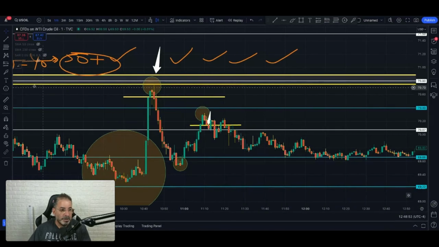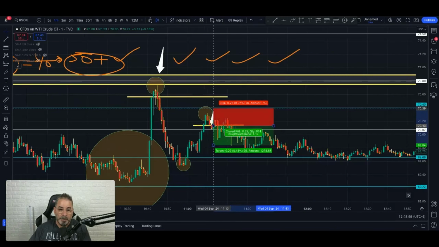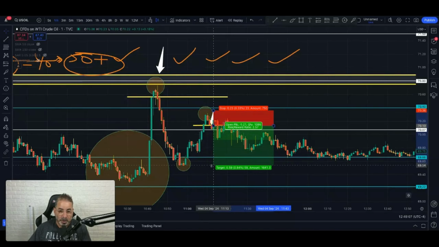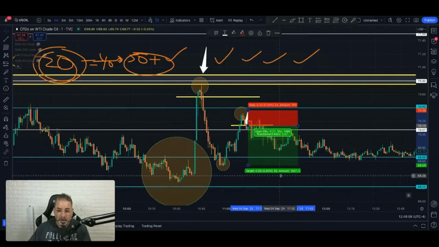So you get into that trade. This is the way the trade would look. That would be your entry. Your stop loss is above the wick, and maybe your spread. And your goal is that you can take it back down to where it came from. That would be the ultimate goal.